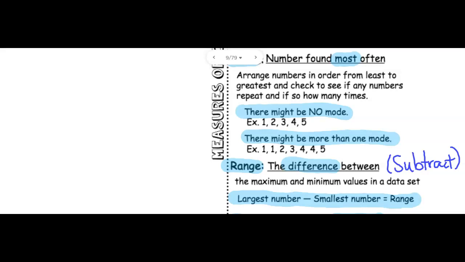Okay, range. Range is the difference between the biggest number and the smallest number. So you're going to highlight largest number minus the smallest number equals range. And please write the word subtract.